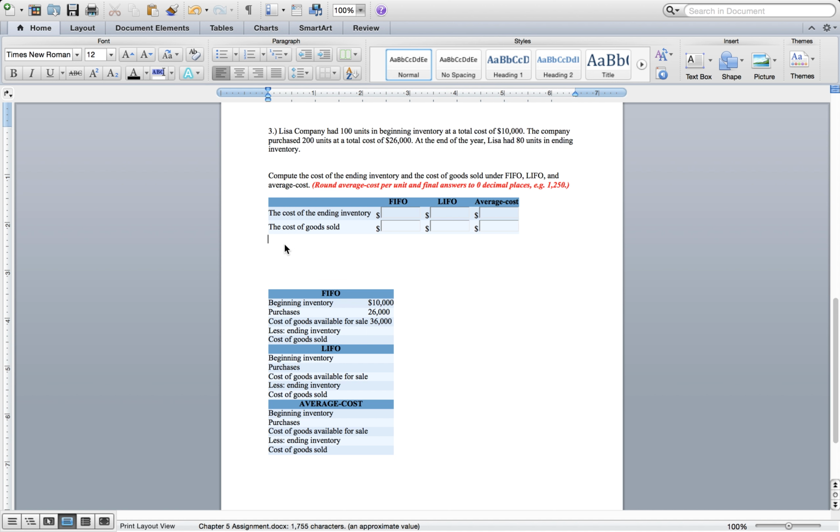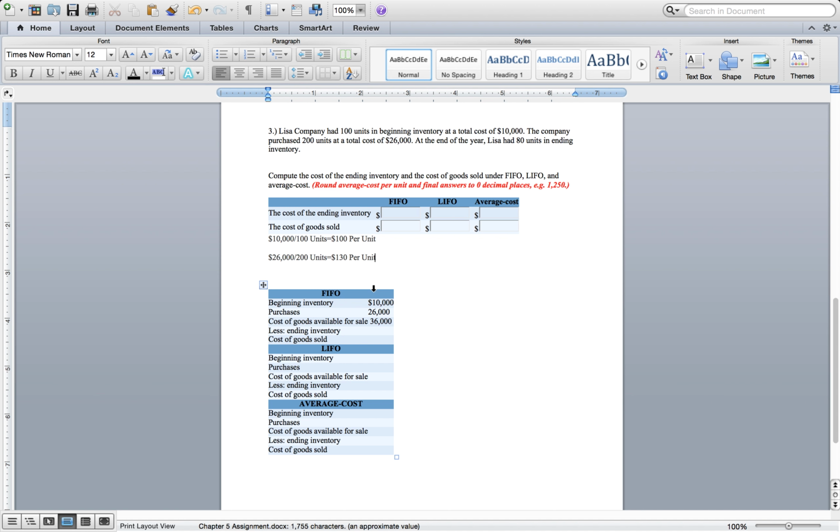Okay, so we started with $10,000. We take 10,000 and divide by how many units? That's divided by 100 units. Okay, so the cost per unit will be $100 per unit. Okay. The next one is $26,000. The purchase divided by 200 units. So that would be $130 per unit.